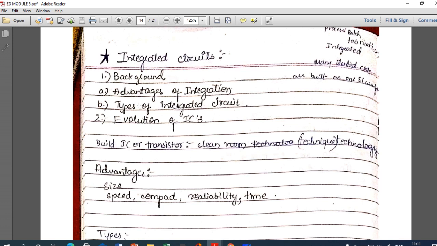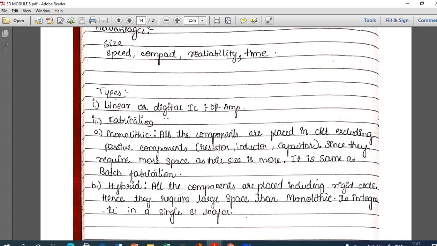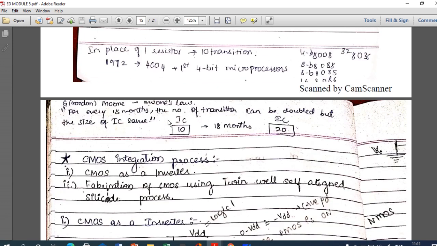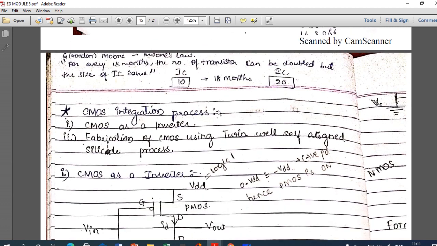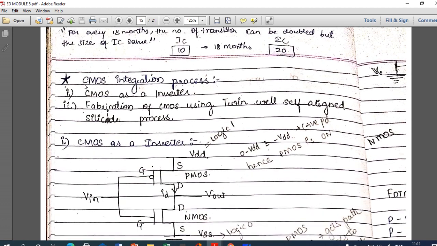Now only for these topics I have made separate notes. Now I will send that notes. So based on that we will discuss. Then the next topic I will start from here itself, that is CMOS integration process. So this topic I will start from the notes itself. Okay.